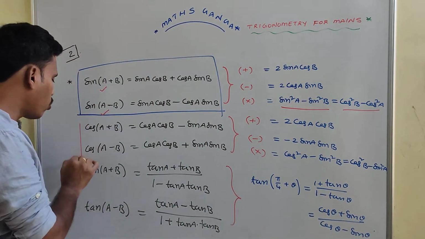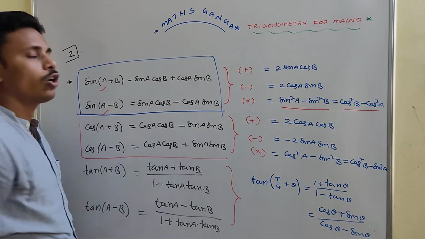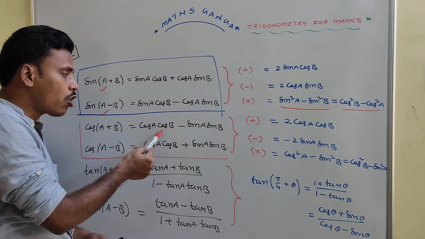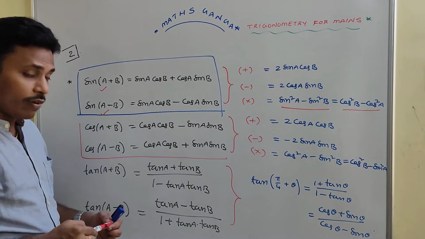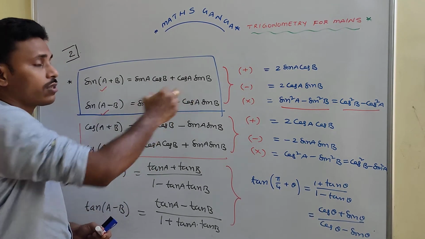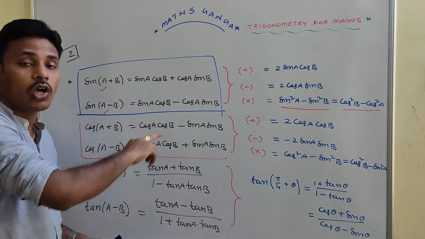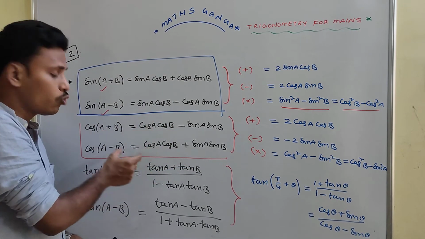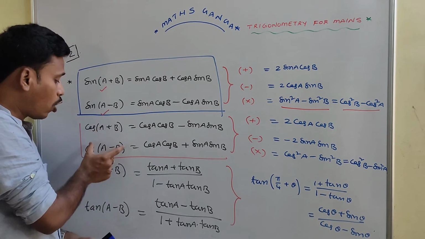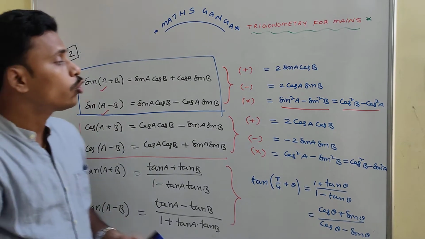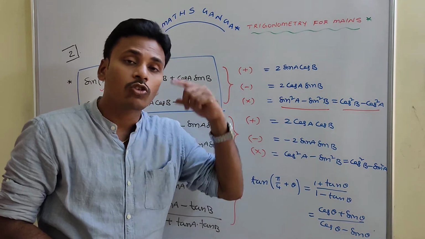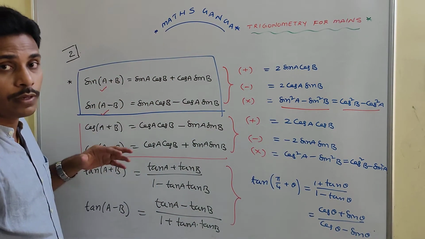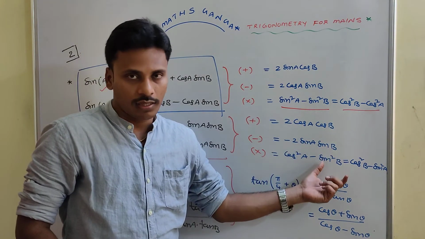Coming to the next two, cos of a plus b and cos of a minus b. If you look at the result, cos a cos b minus sin a sin b. For sin, it is sin cos cos sin. For cos, it is cos cos sin sin, along with the opposite signs. Now if you add these two, cos of a plus b plus cos of a minus b is equal to 2 cos a cos b. You need to memorize all these formulas. Cos of a plus b minus cos of a minus b is equal to minus 2 sin a sin b.